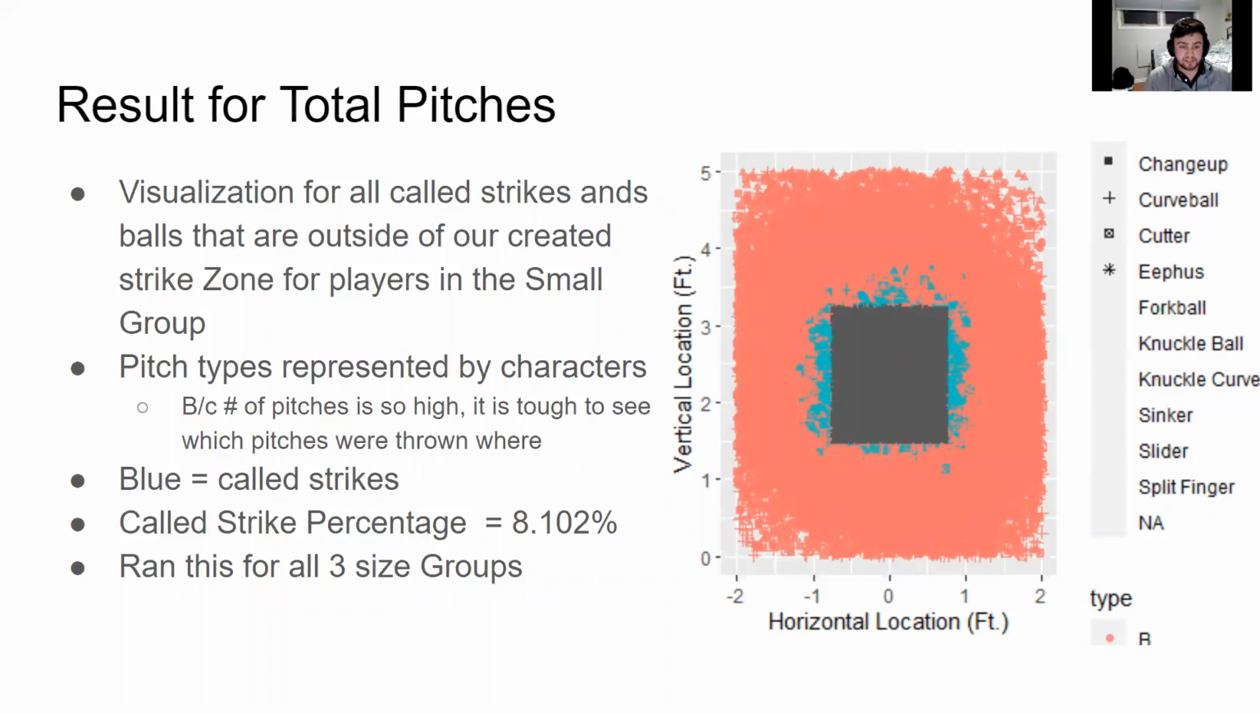What we want you to see is the difference in the colors. Blue represents pitches that were called strikes outside of our created strike zones. In this example, we end up getting a called strike percentage of 8.1%, which is relatively high. It's just a little bit above average compared to other things that we've seen. But we ran this for all 3 size groups, and we were able to compare them, which we'll show at the end with our conclusions.